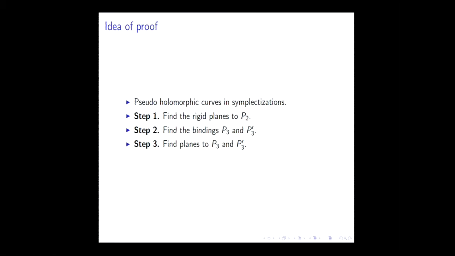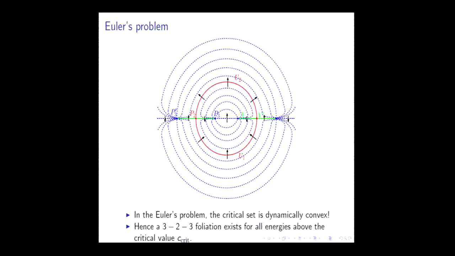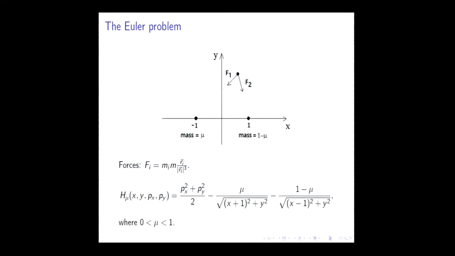Just one comment about the three-body problem. The three-body problem is exactly this. In this setup, you have this RP3 connected sum RP3. So to obtain this foliation, you have to check this dynamical convexity of the critical level. This is something very hard. In the three-body problem, the only difference of the Hamiltonian is the magnetic term. But this makes a lot of difference.